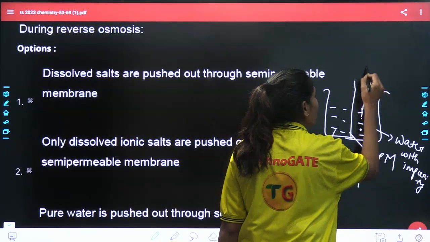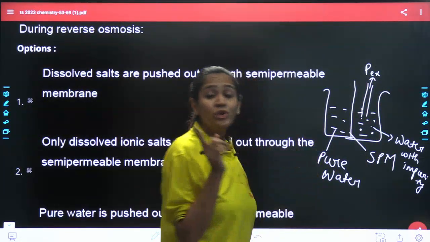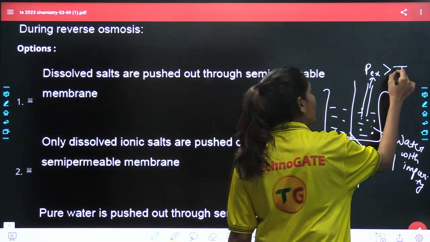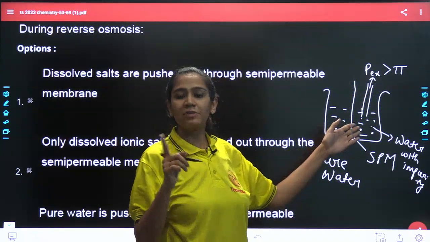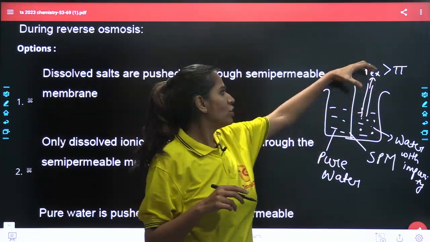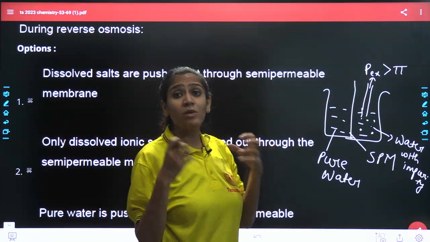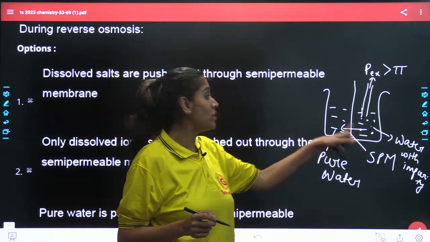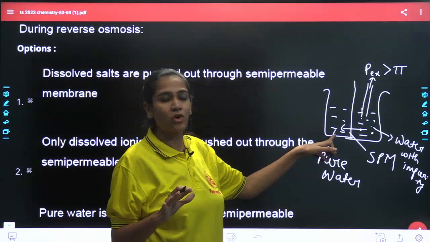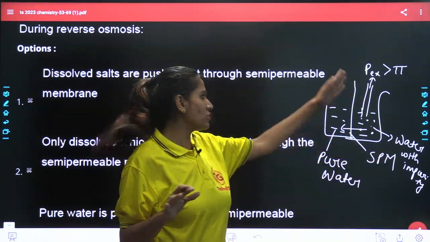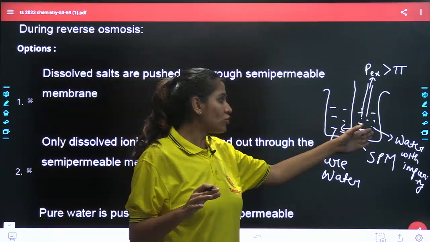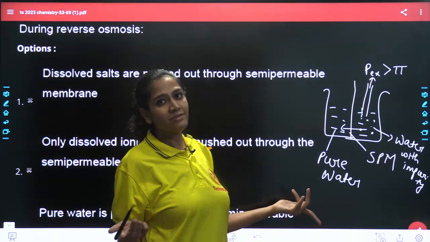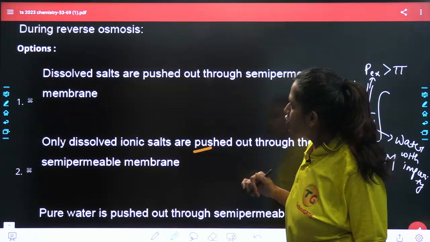We would apply an external pressure which would be greater than the osmotic pressure, which is denoted by pi. Now what would happen? We are pushing the water to flow from a region of low concentration of solvent to a region of higher concentration of solvent. The impurities won't be able to cross the semi-permeable membrane. Only the water molecules will move from a region of low concentration to a high concentration. That is reverse osmosis.